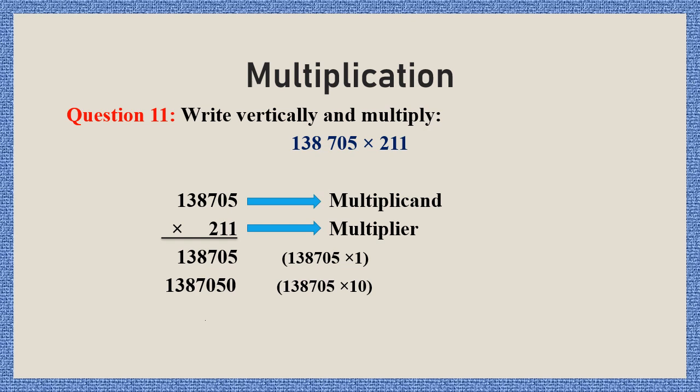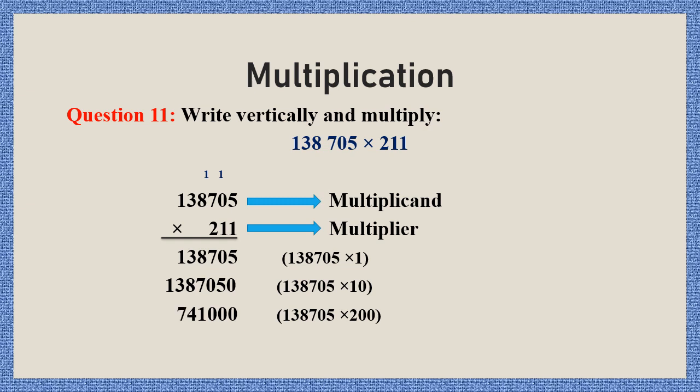Now let's multiply 2 of the multiplier with the multiplicand. Since 2 is at the hundreds place, we will write 2 zeros like so in the units column and in the tens column. Now let's start multiplying 2 with the multiplicand. So 2 times 5 is 10. 0 is written in the answer and 1 is written as a carry above 0. 2 times 0 is 0. Plus 1 carry makes it 1. 2 times 7 is 14. 4 is written in the answer and 1 is carried on 8. 2 times 8 is 16.